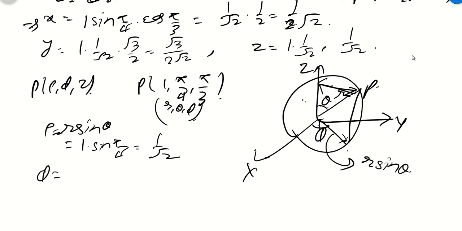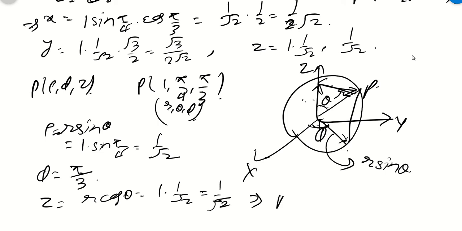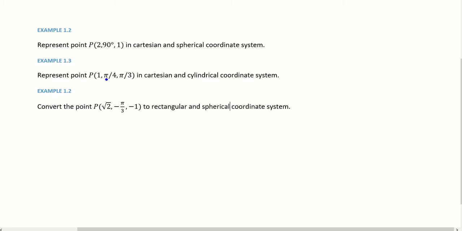And then phi will be phi only, because the same angle is made in cylindrical coordinates as well, so it is pi by 3 as it is. And z, the z component I just derived, is r cos theta, which is 1 into cos pi by 4, again 1 by root 2. So this is how we get point P in cylindrical coordinates as 1 by root 2, pi by 3, and 1 by root 2. Okay. So this question is also over.